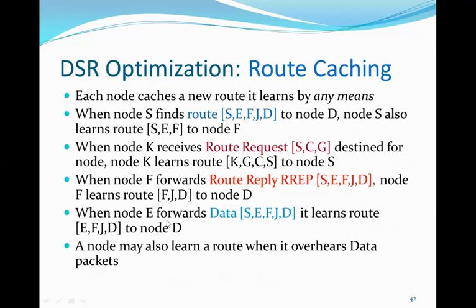And in future, if it needs to deliver or transfer some information to node D, to node J, to node F, then it already knows about these nodes, where they are actually placed in this network. Therefore, a node also learns the route when it overhears the data packets from the surrounding nodes.